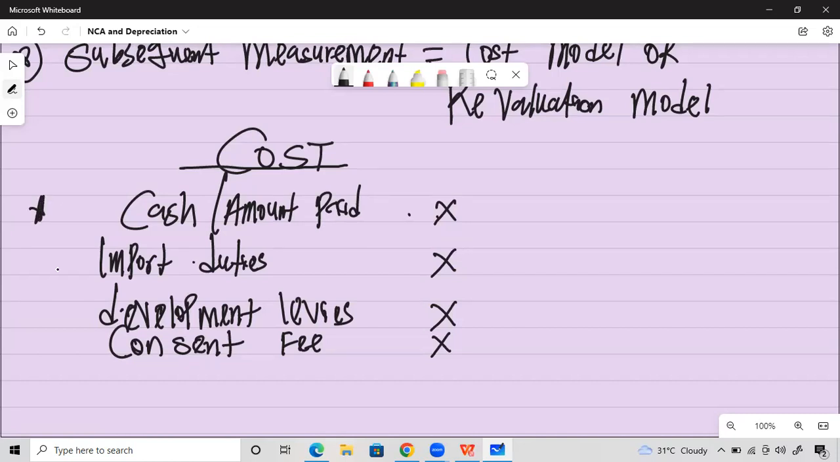This is one. Two, we now have what we call directly attributed.